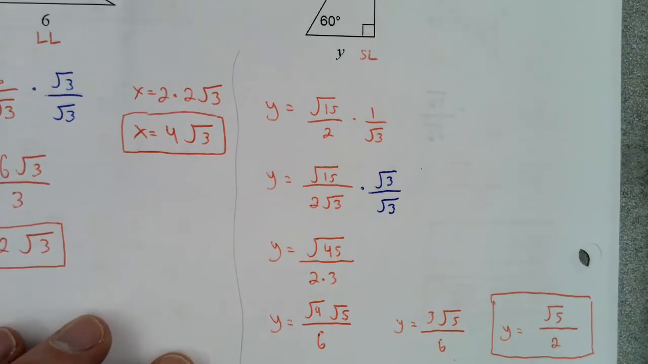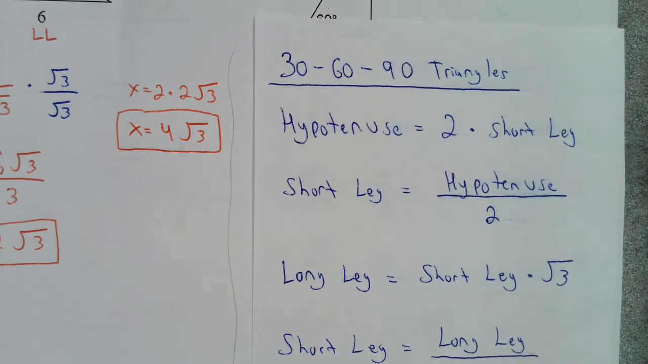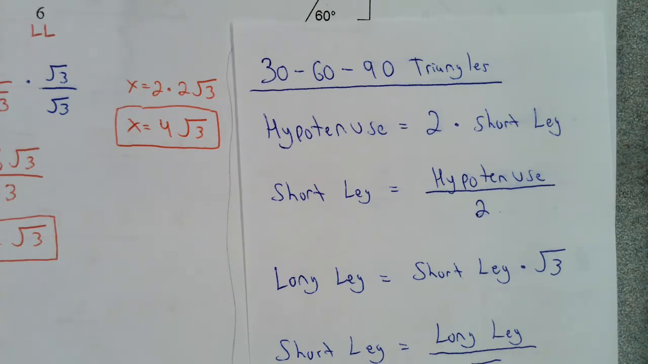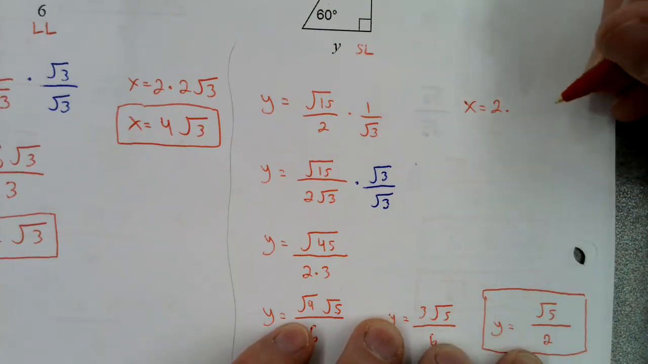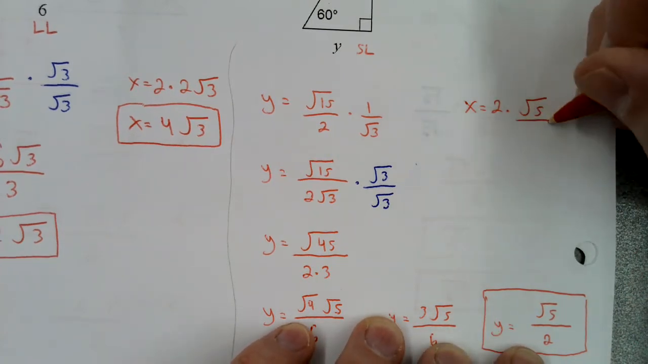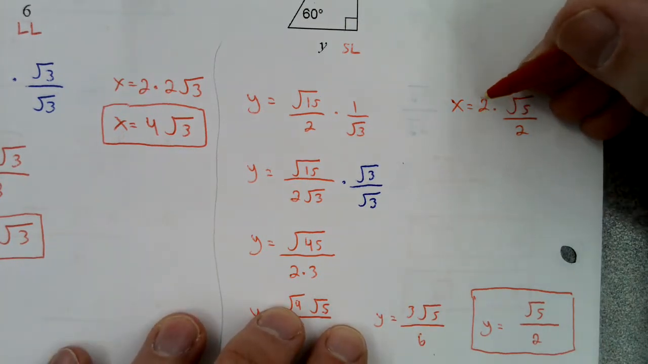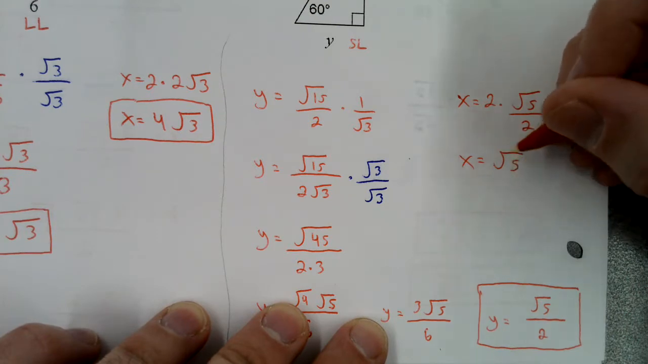But now let's finally get the hypotenuse. Hypotenuse equals 2 times the short leg, and we just found out what the short leg was, so we're going to do 2 times that. If you want to think of this as being over 1, these twos divide out, and you get x equals square root of 5.